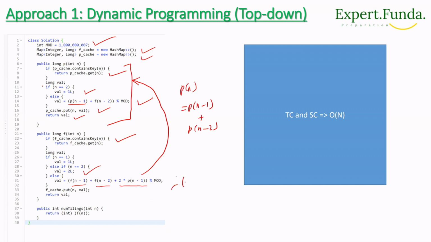We are calculating f of k, right? f of k is nothing but f of k minus 1 plus f of k minus 2 plus 2 into p of k minus 1, and this function is nothing but the one here, right? Then we will check the cache and return the val, and finally this is the function that we are calling. So we will take f of n and convert it into an integer, right?